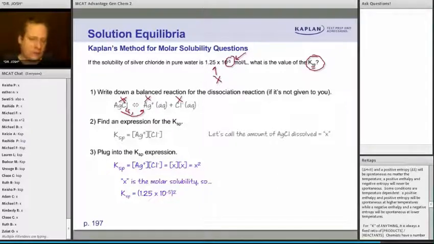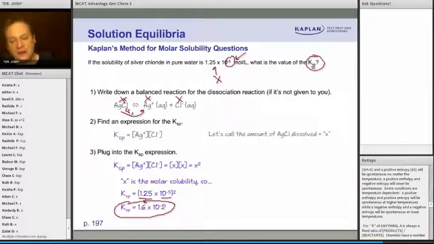Do you really want to do 1.25 times 10 to the negative fifth squared? Probably not. We can make it much simpler by saying it's probably 1.3, but if we did it, we get 1.6 times 10 to the negative 10. Just square 1.25, get 1.6. Square 10 to the negative fifth, negative 5 times 2 gives you negative 10, and you're done.